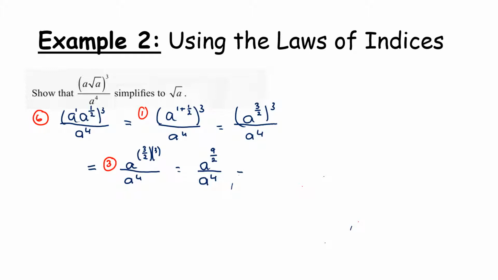The last law that I'm going to use is law 2, and that means to divide our two numbers, we're going to subtract our powers. So a to the power of 9 over 2 minus 4. Cleaning that up, we get a to the power of a half. And the last change, we have it back to the answer we want: using law 6, we can change this back to being the square root of a, which is what we've been asked to get.